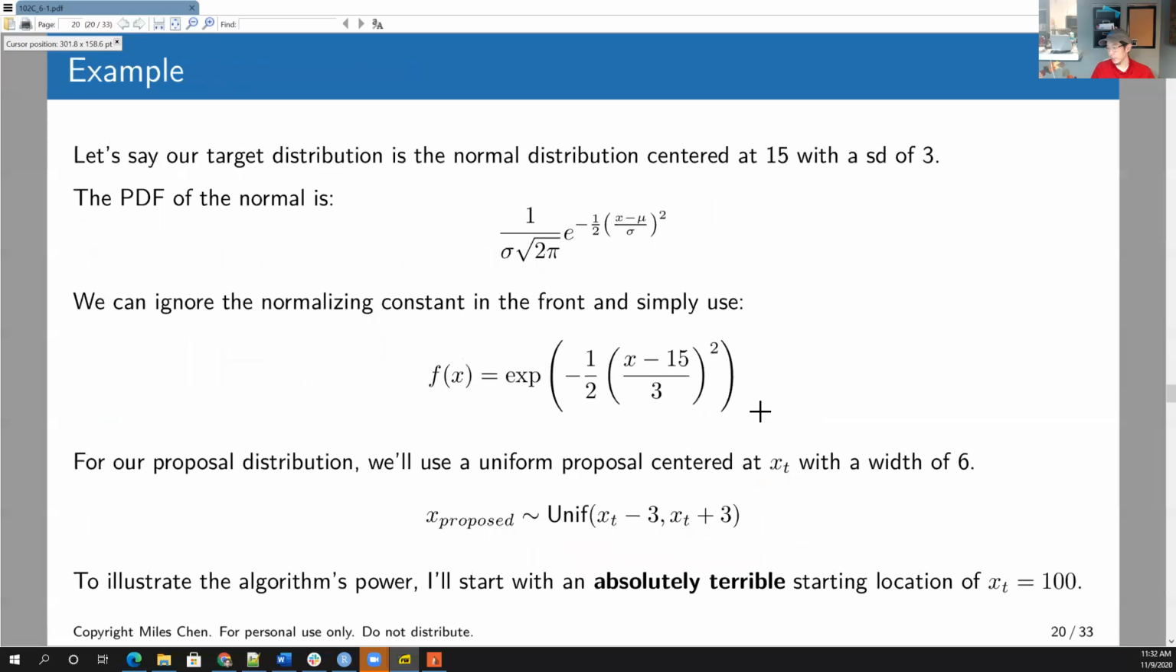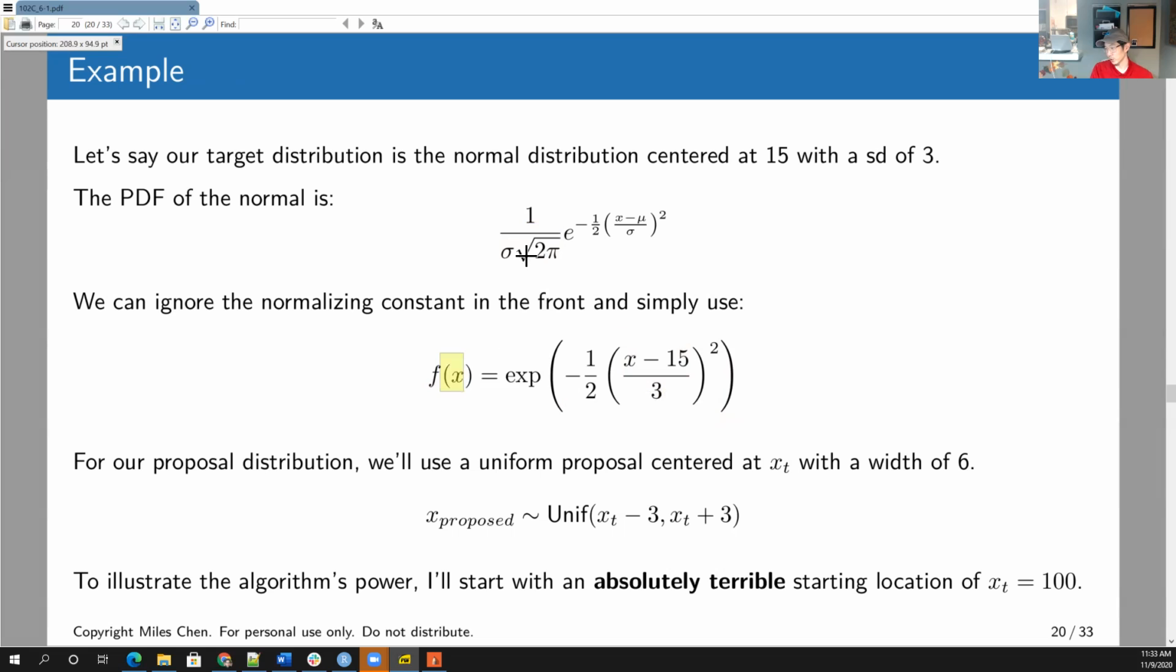All right, so let's go ahead and try out the Metropolis algorithm. Let's say our target distribution is the normal distribution centered at 15 with a standard deviation of 3. So the PDF of the normal is this thing. Just to show that I can ignore the normalizing constant, I'm just going to throw this constant away and just use the E part. E to the -1/2 x minus mu over sigma, so x minus 15 over 3, quantity squared. That's going to be my f of x.